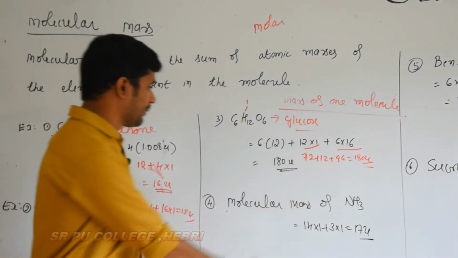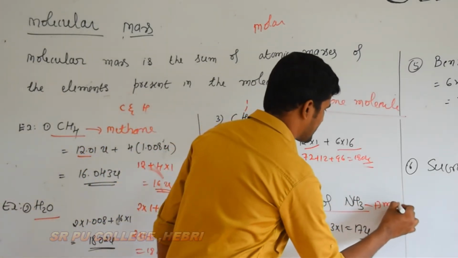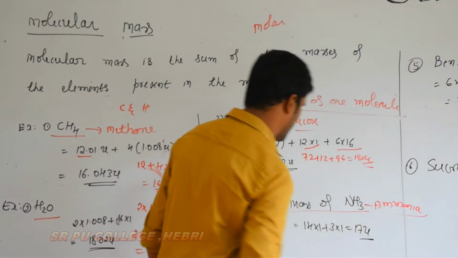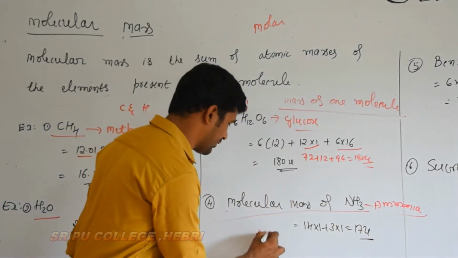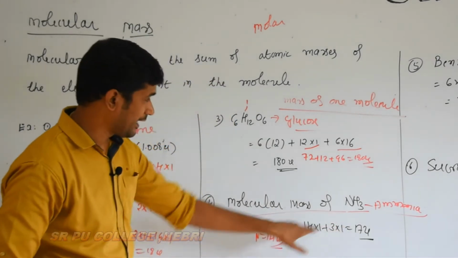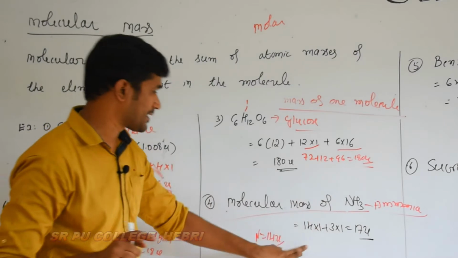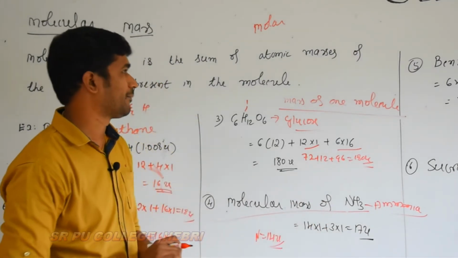Next, the molecular mass of NH3. NH3 is known as ammonia. So what is the molecular mass of ammonia? You have to remember the atomic mass of nitrogen. The atomic mass of nitrogen is 14 unified mass. That of hydrogen you already know. So 14 into 1, because only one nitrogen is present, plus 3 into 1, that is equal to 17 unified mass.